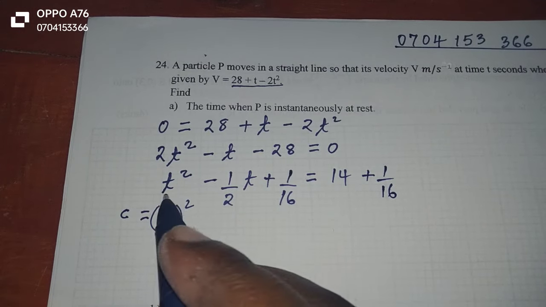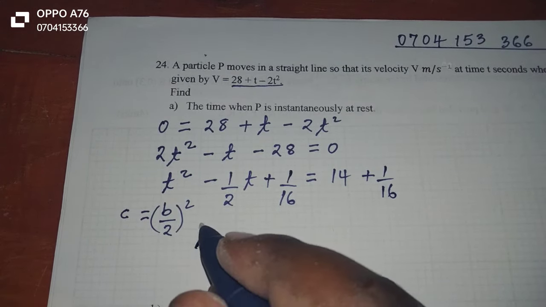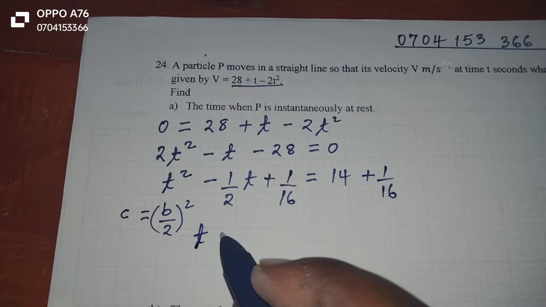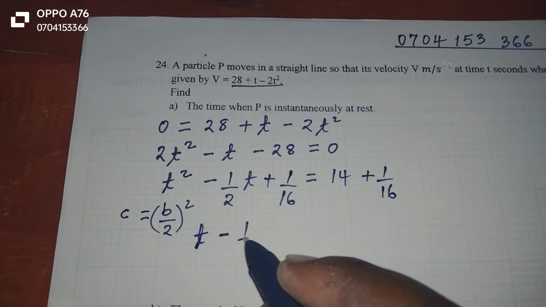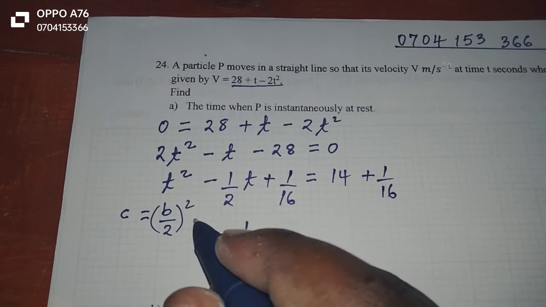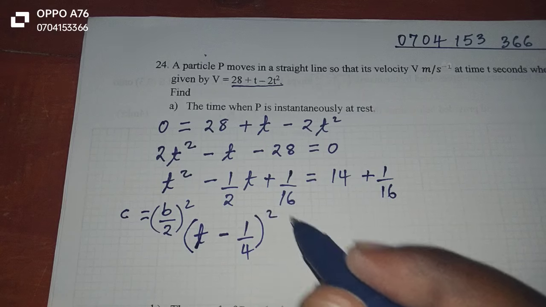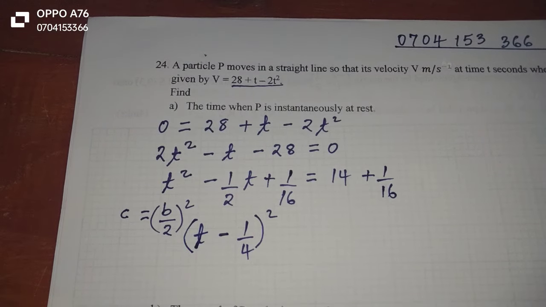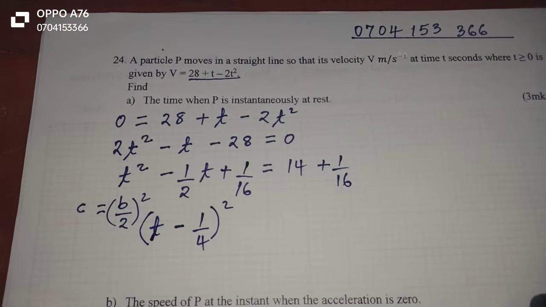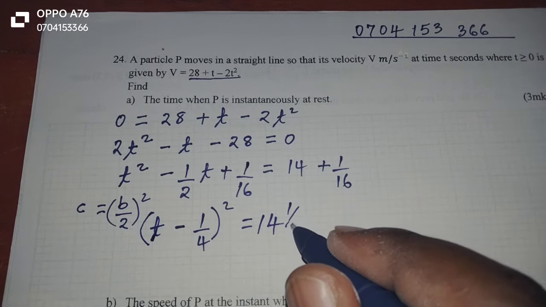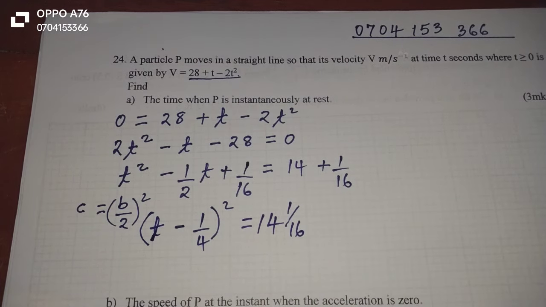The left hand side, the square root of the first part is t, then the sign which follows, which is a minus, and the square root of the constant, 1 over 4. So now we have factorized the left hand side. In case you expand, you will get back to the expression on the left hand side. After that, we can have the other side being equal to 14 and 1 over 16.